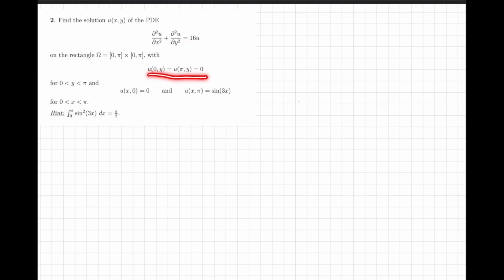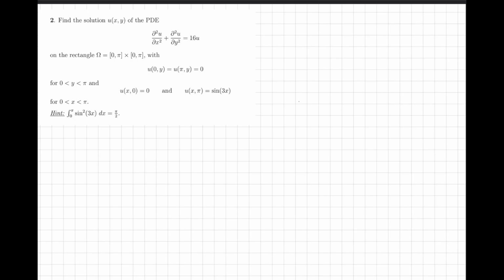And then we were given a couple boundary conditions. This one right here is nice. Those are two homogeneous boundary conditions and Dirichlet boundary conditions at that. Then we have another homogeneous boundary condition, and this one will work out at the end. And we're given this hint. So we're given that the integral from 0 to pi of sine squared of 3x dx is equal to pi over 2. So it's likely that we'll have something like that pop up.